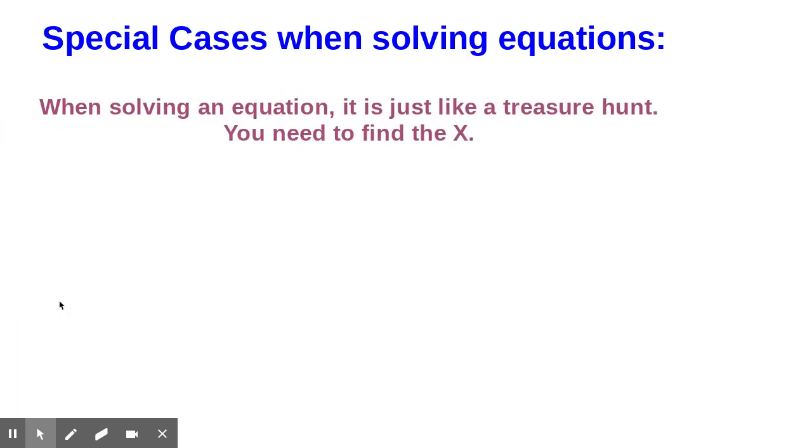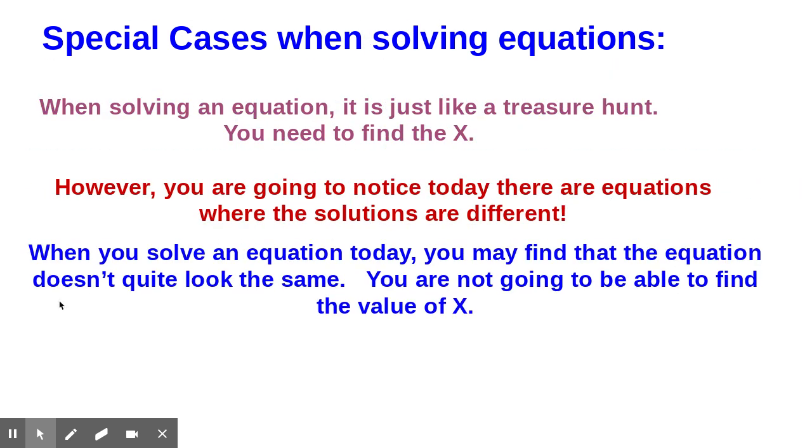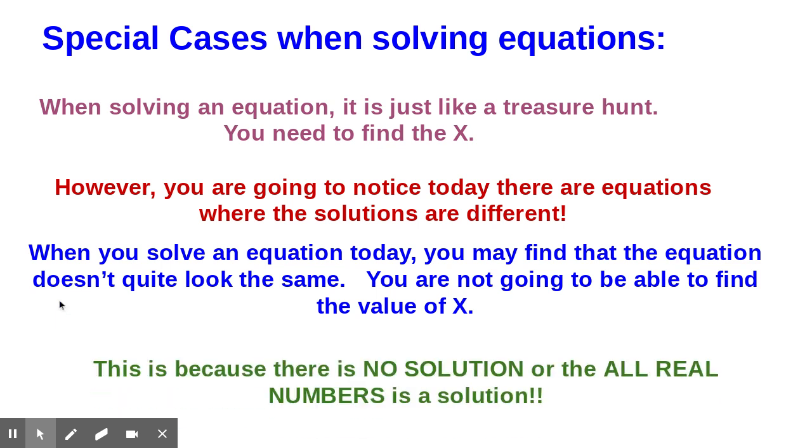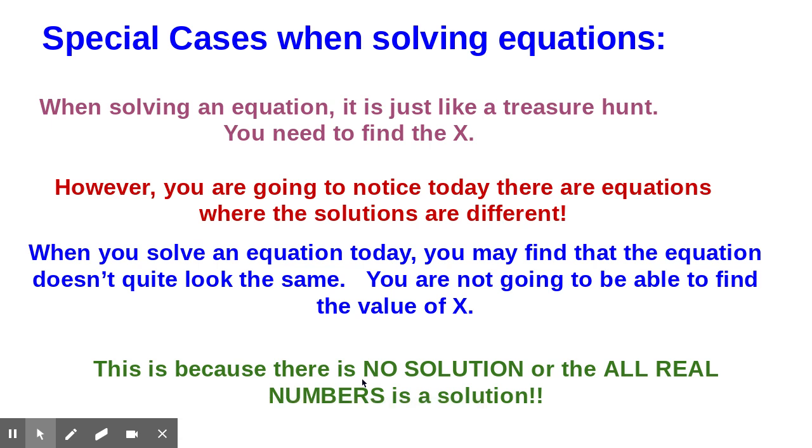So when you think about solving an equation, you should think of it like a treasure hunt. You need to find the value of x. However, you're going to notice today that there are equations where the solutions are different. When you solve an equation today, you may find that it doesn't quite look the same as you start solving it. You're not going to be able to find the value of x. So what happens then? Your solution is going to be a special case. It's either going to be that there is no solution or that all real numbers is a solution.